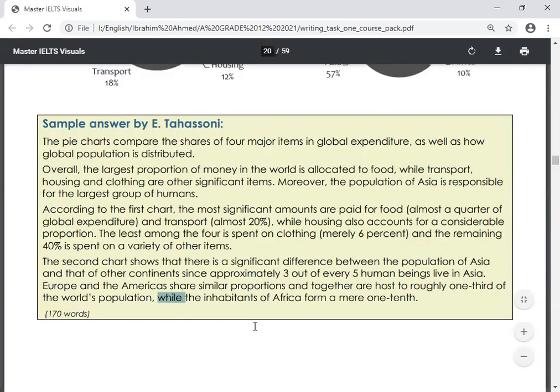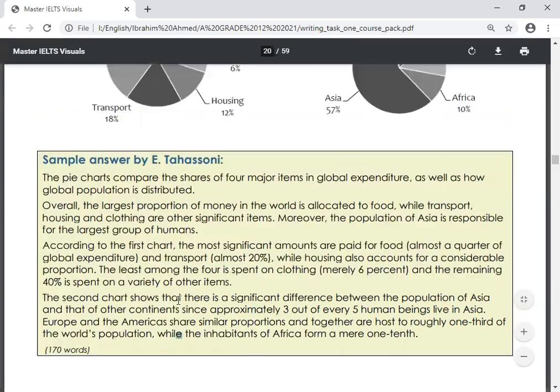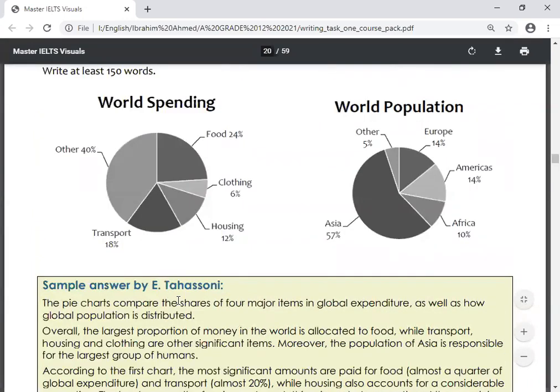While, again, he uses while, whereas. These things are like the glue which sticks things together. They are very important and examiners look for such words. While the inhabitants of Africa form a mere 1/10, only 1/10, because if we go up, Africa represents 10%, and 10% is 1/10. It's a good word to use. Again, paraphrasing is very important.